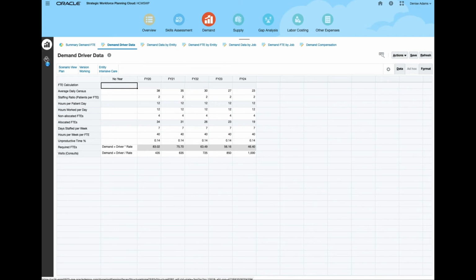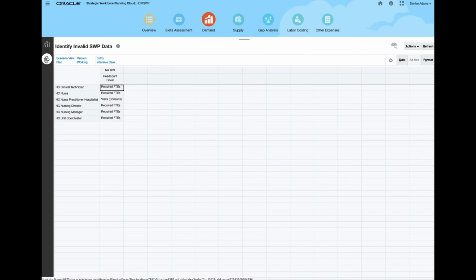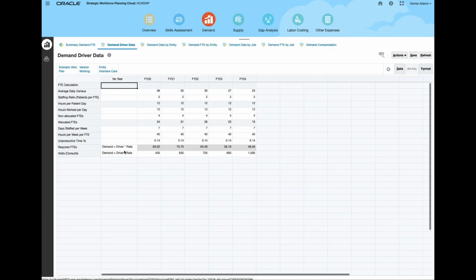How does that demand driver specifically affect my individual job roles? So I can see, for example, that my nurse practitioner is driven specifically by the number of consults, whereas my nurses is driven by my required FTE calculation. So the required FTE calculation was actually based on another calculation, so the number of visits times by things like the ratios, etc., and it's using a scaling rate to do that. So demand drivers can build on demand drivers, can build on demand drivers.